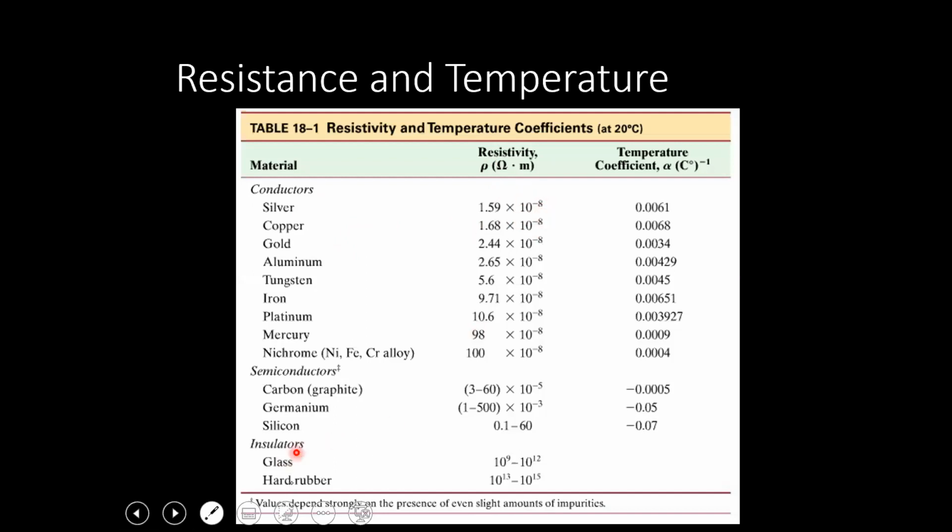For insulators, those resistivities go way up, which is what you would expect, right? Insulators are not supposed to allow charges to move freely through them. Conductors do. That's why you have such a huge difference between the conductors, an order of magnitude of 10 to the negative 8, and the insulators, which are a lot larger. Okay, so that gives you an idea of what these resistivity values are, and again, it's dependent upon temperature.